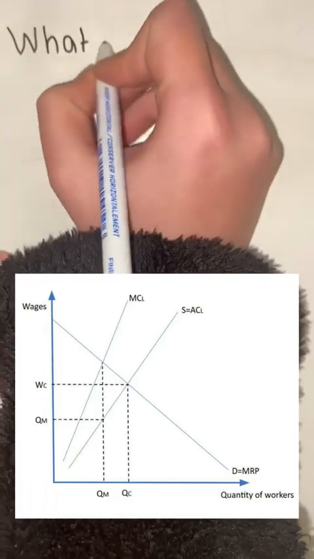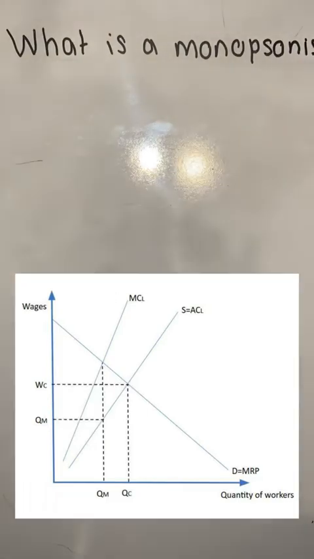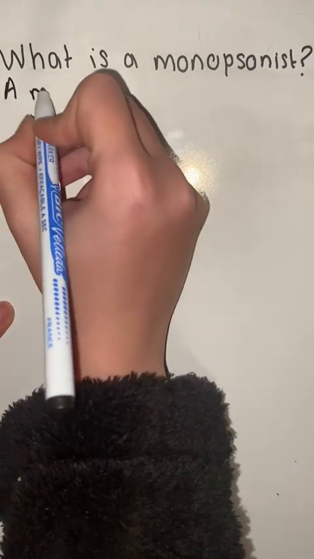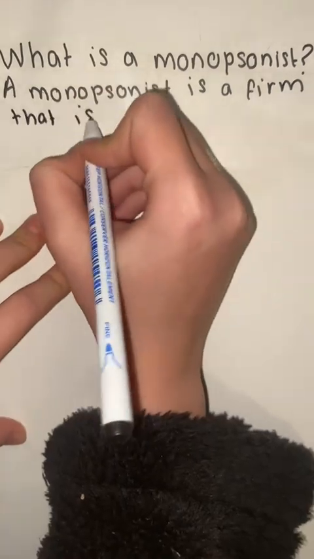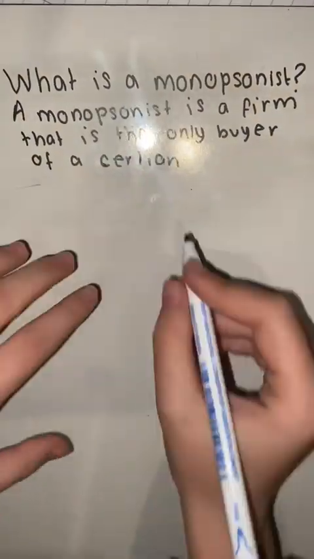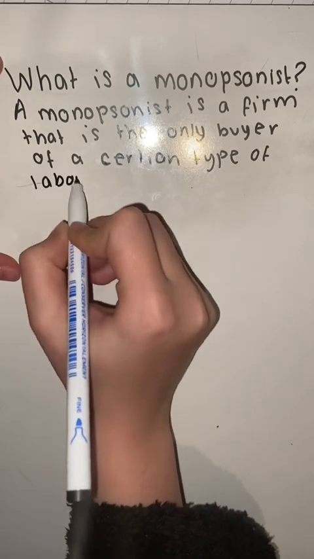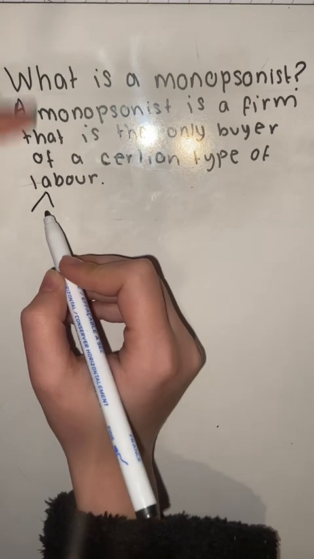So today we're going to draw the monopsony graph and actually explain what is a monopsonist. So essentially, a monopsonist is a firm that is the only buyer of a certain type of labour. And you may be thinking, well, what does this actually mean? So I'm going to give you guys some examples to help your understanding of what this actually means.